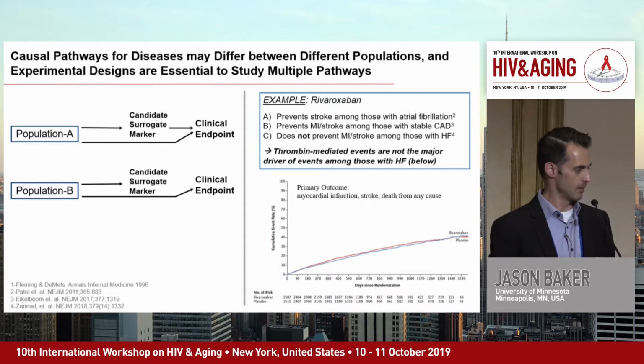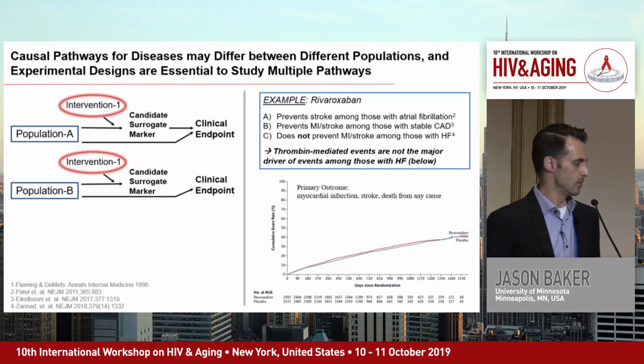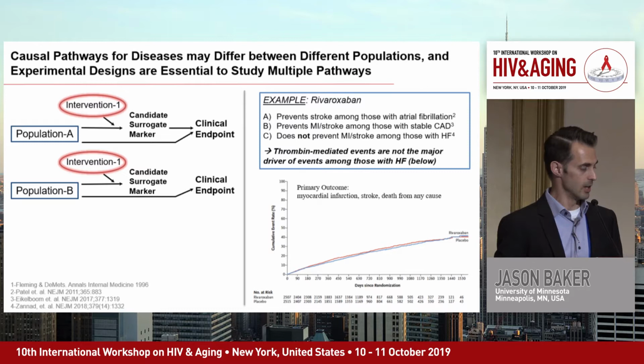It's largely thought that thrombin-mediated events are not the major driver of events among those with heart failure, whereas it's more relevant in those with stable coronary artery disease. So when you're thinking about an intervention that might be beneficial to two different populations, you might be right on the causal pathway in one and not in a beneficial pathway for the other population. So I think understanding this in the context of HIV patients is really important, and at least really trying to delve into it a little bit further. I'm going to skip that point just for the sake of time.